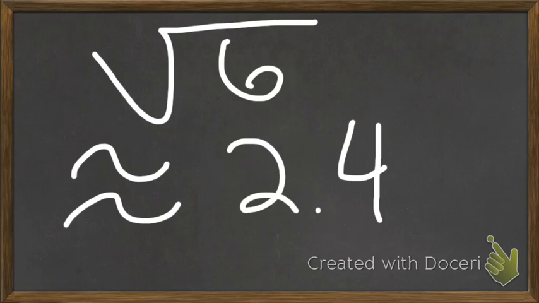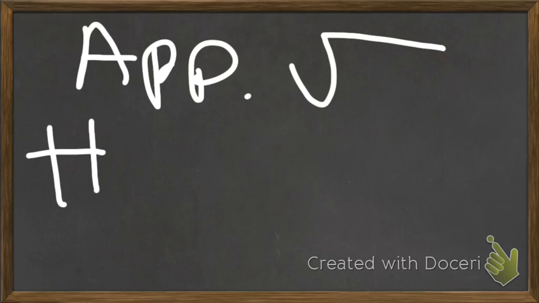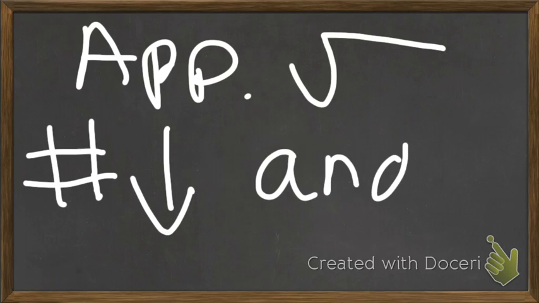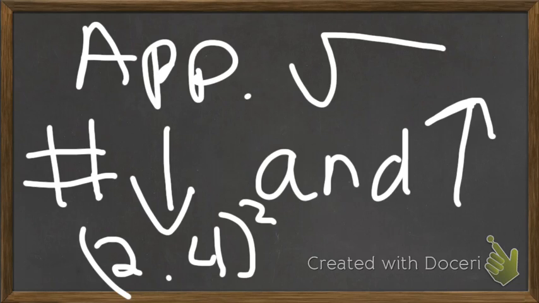So to conclude, when we're trying to approximate the square root, let's look at the perfect square below and the perfect square above. Then we'll use our number sense and determine a number with just one decimal place, for example our 2.4. Then we'll square that number just using our old school multiplication. And that's how we will approximate the square root.